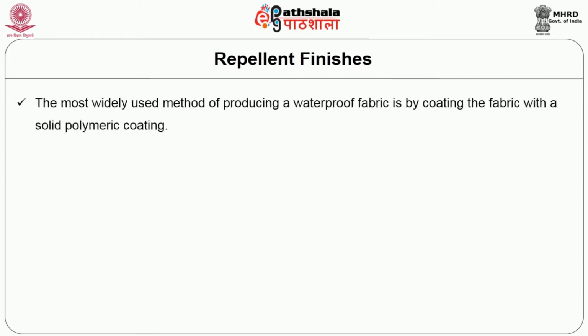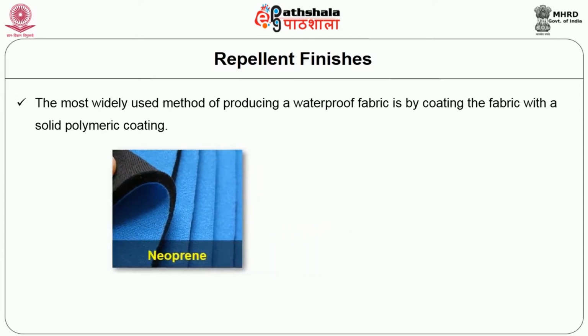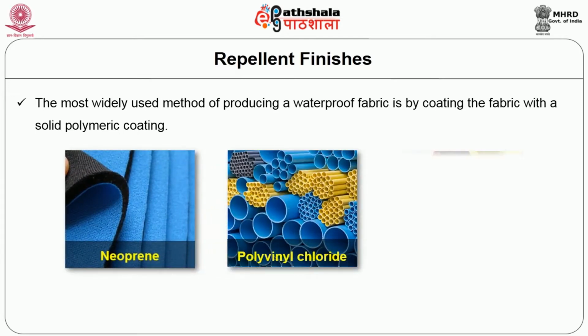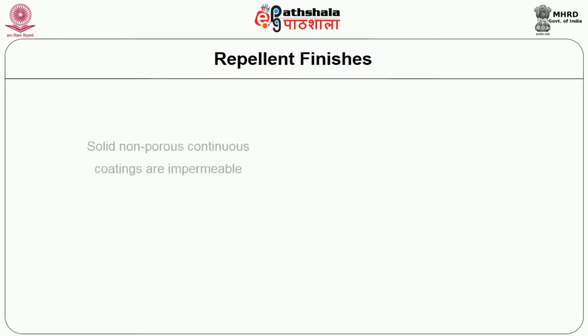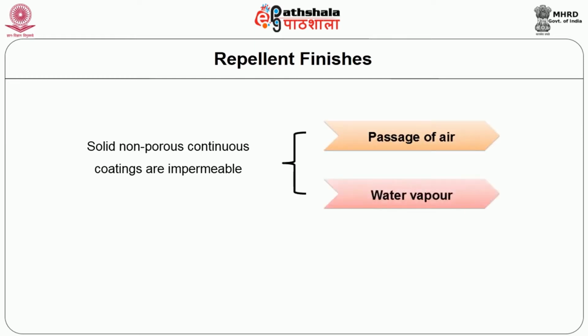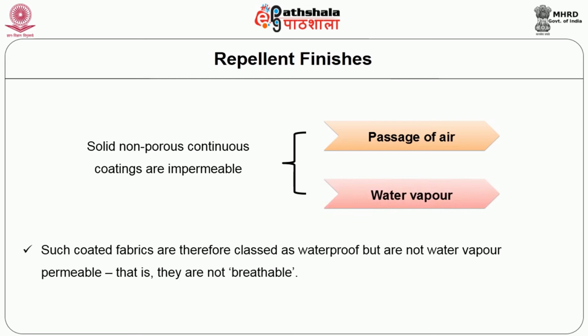The most widely used method of producing waterproof fabrics is by coating the fabric with a solid polymeric coating, for example neoprene, that is synthetic rubber, polyvinyl chloride or polyurethanes. Such coatings are not porous and therefore provide a continuous solid barrier to liquid water and other liquids such as oils. However, such solid non-porous continuous coatings are impermeable both to the passage of air and of water vapor. Such coated fabrics are therefore classed as waterproof but are not water vapor permeable, that is, they are not breathable.